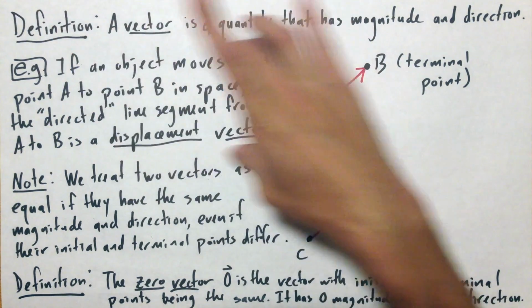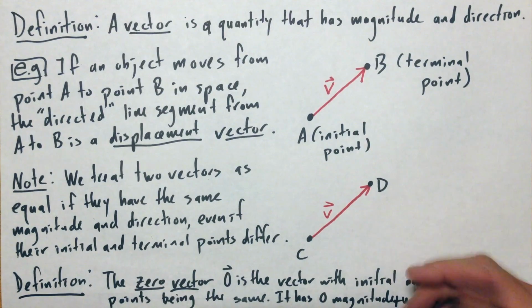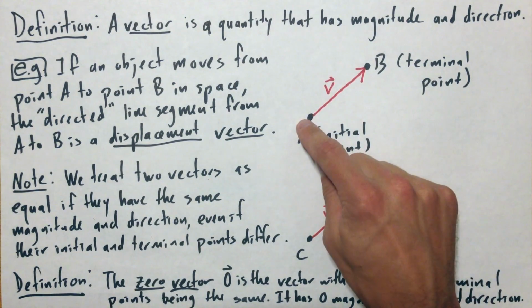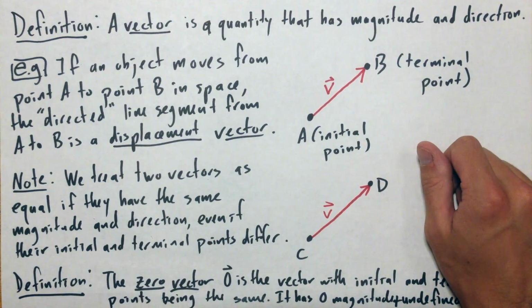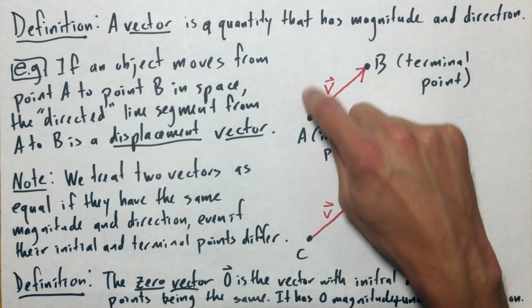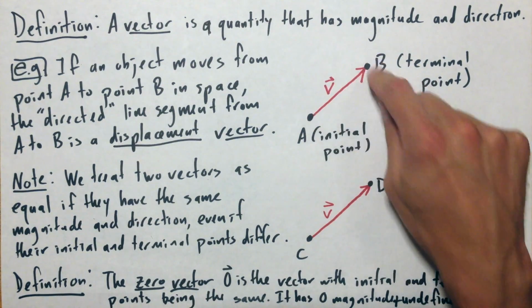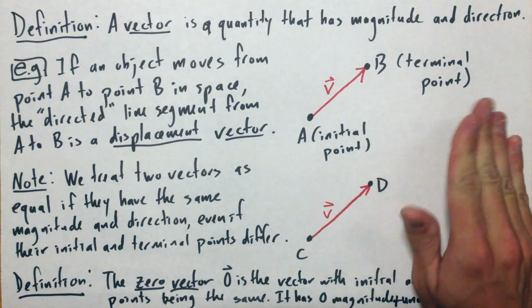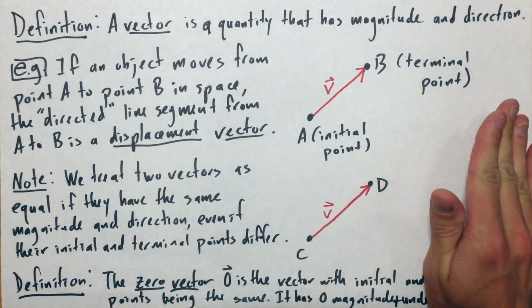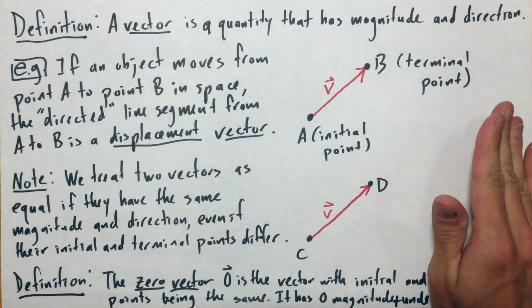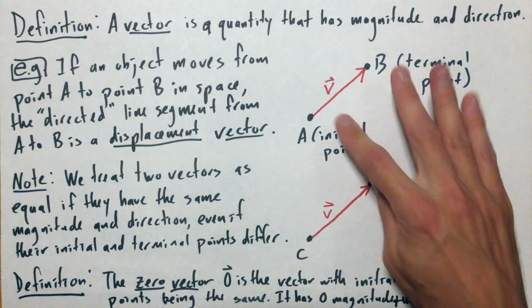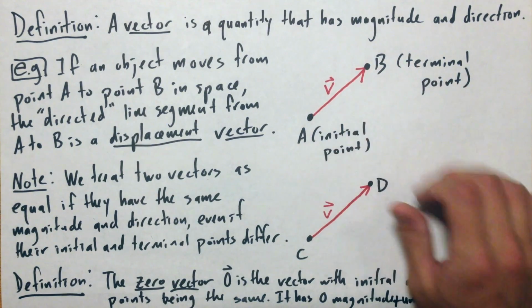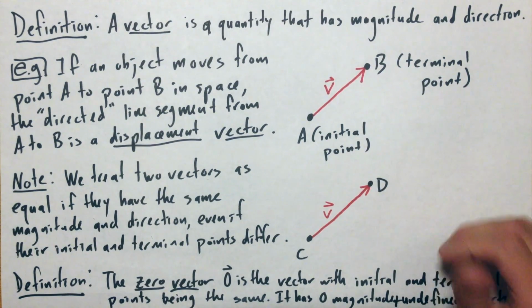Also, in the context of thinking about this as a displacement vector, an object moving from point A to point B, I'm not saying that the object took this straight line path from A to B. It may have meandered its way from A to B. But again, a vector doesn't care about the path you're taking from one point to the other. It doesn't care about how long it took you. All it cares about is the magnitude, how far you've gone, and the direction, which way you went.